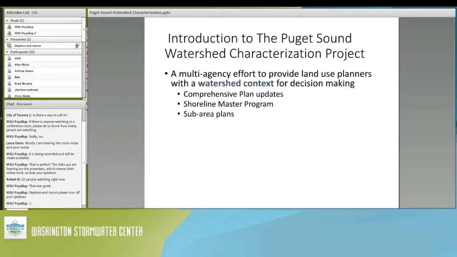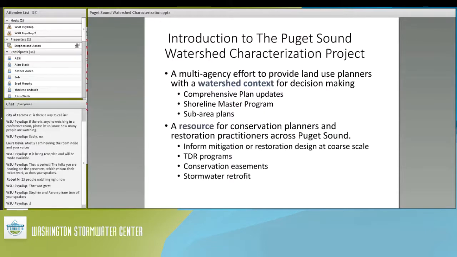And we began to realize that a lot of the things that sustain these systems occur not within the actual footprint of those systems, but are sustained by processes, which I'll explain in a little bit, that occur in the greater watershed. So our idea behind this approach is that we could provide a coarse scale tool that would inform local governments' plan updates for comprehensive plans, shoreline master plans, and subarea plans.